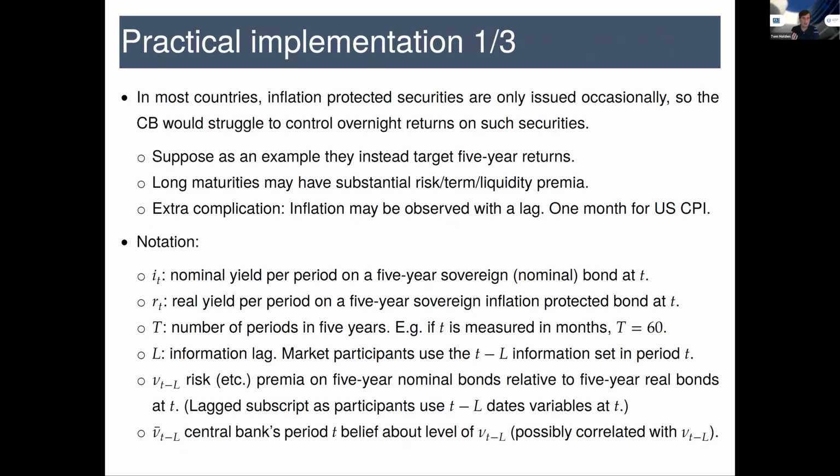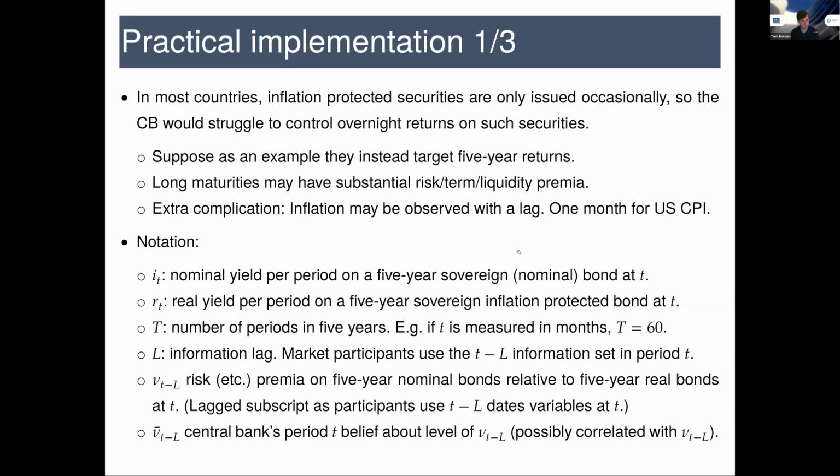So a natural question that I get asked is, how would you implement this in practice? Inflation protected securities are only issued occasionally. So you certainly couldn't set an overnight rate on inflation protected securities. So you're probably going to end up targeting longer rates than overnight rates. In this example, I'm going to suppose they're targeting 5-year returns. Another problem with long maturities is that the risk and term liquidity premia are all going to be bigger.